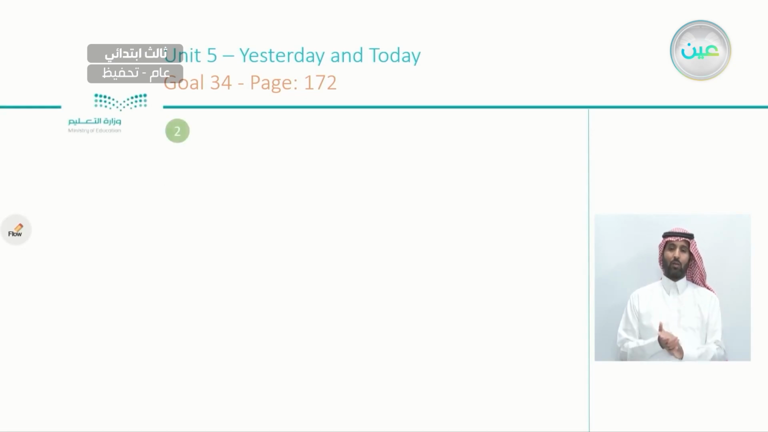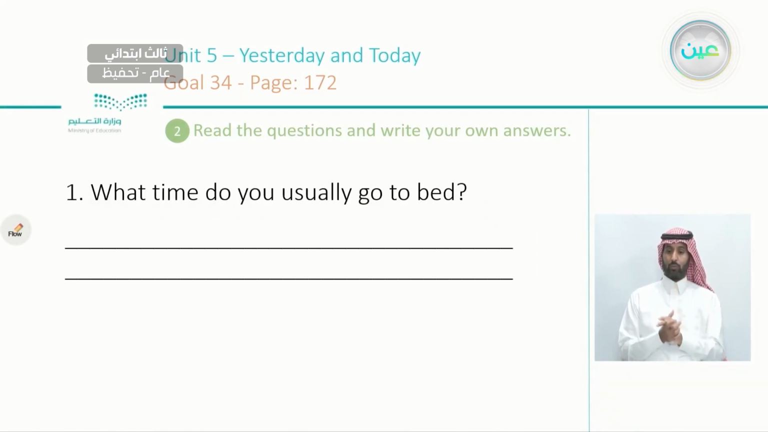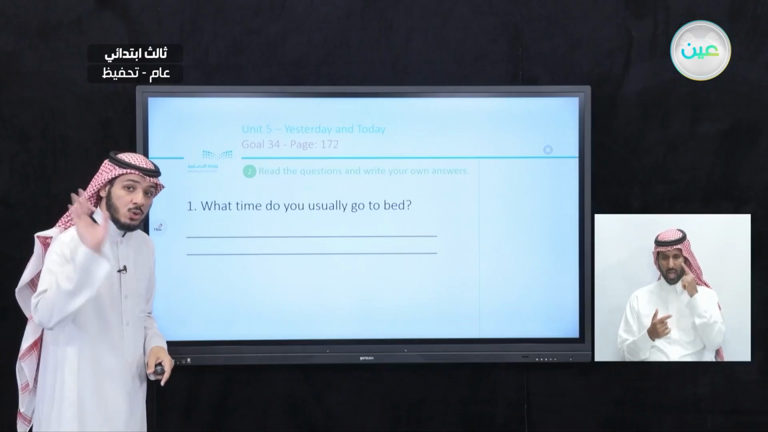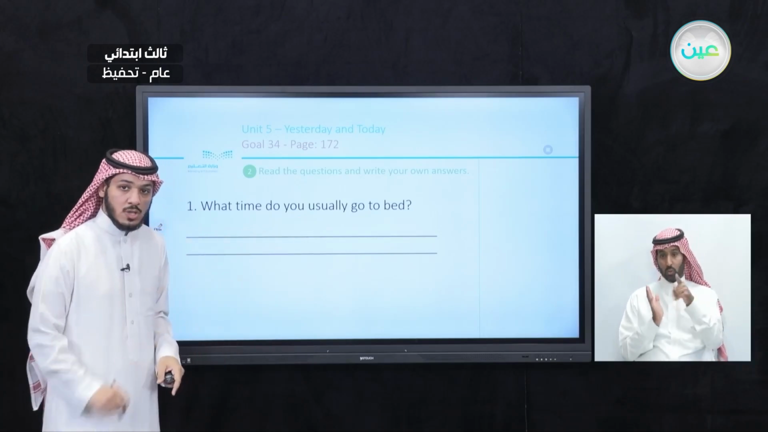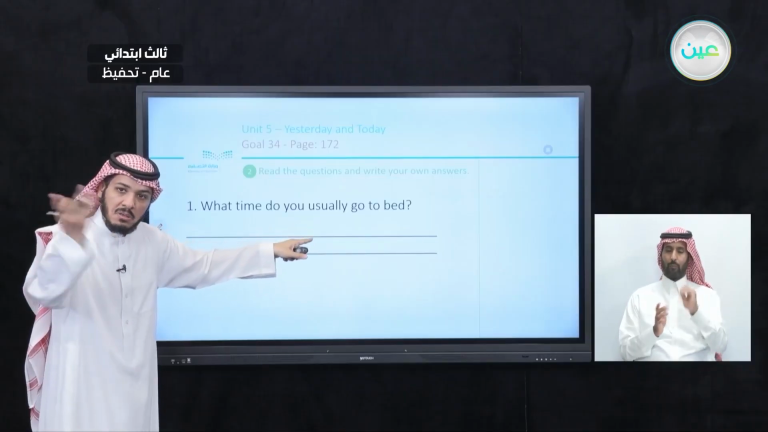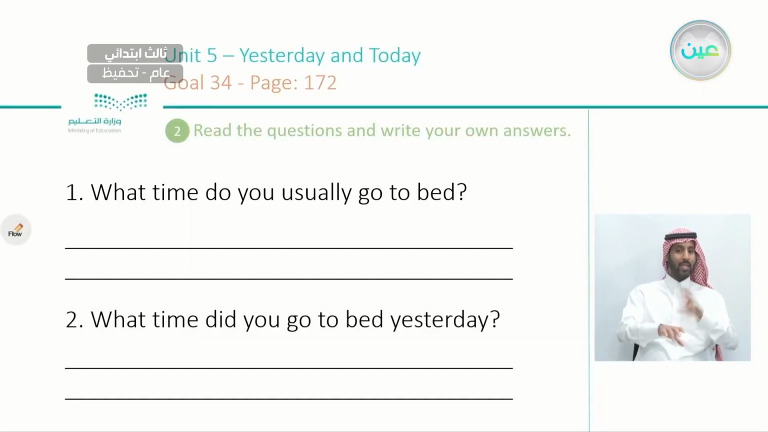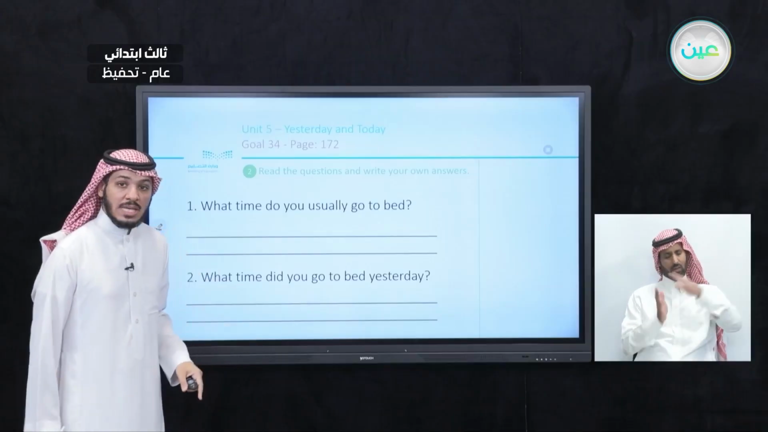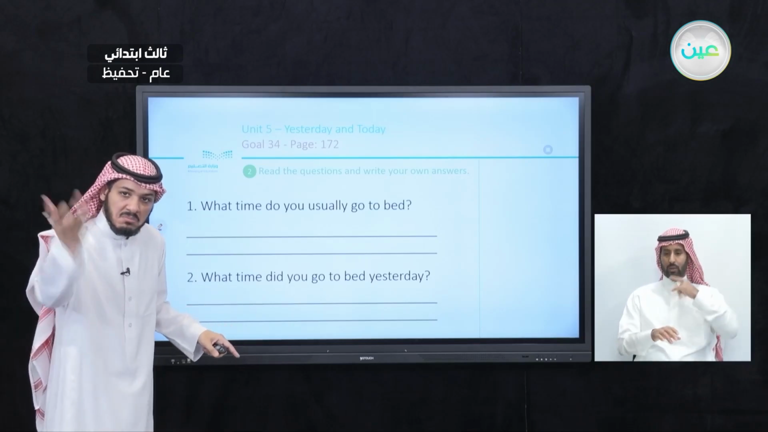Okay. Number 2, read the questions and write your own answers. So, what time do you usually go to bed? Okay, now answer about yourself. You will say, I usually go to bed at, for example, 9 o'clock. That's it. Okay, and now number 2, what time did you go to bed yesterday? You will say, yesterday I went to bed at, for example, 10 maybe.